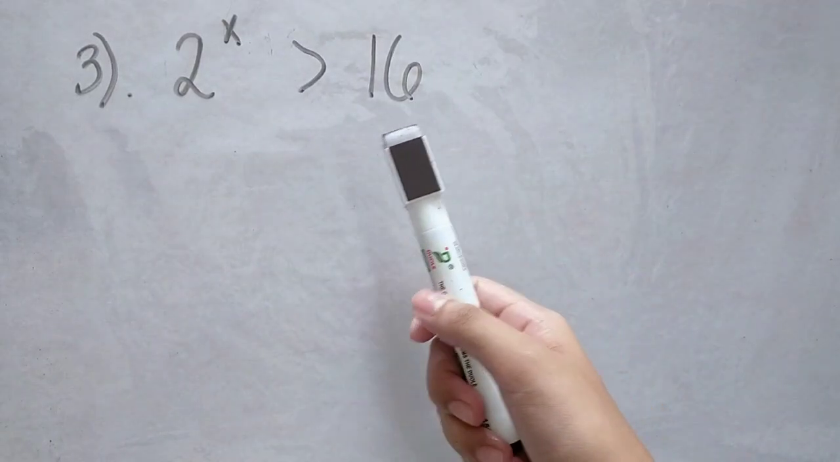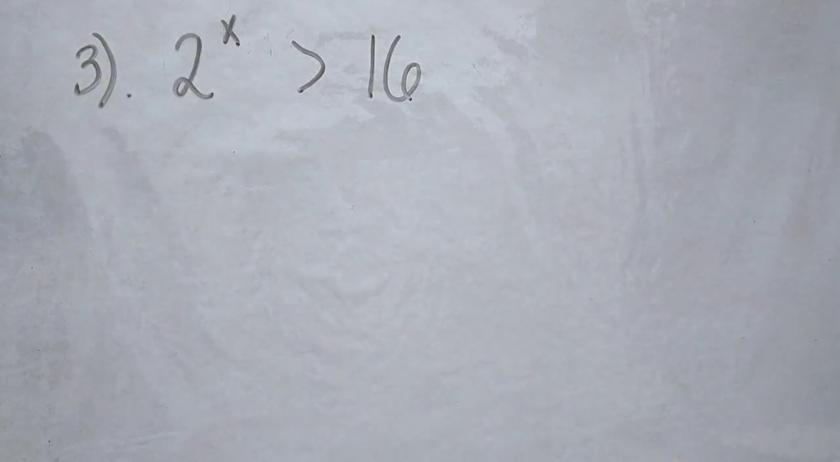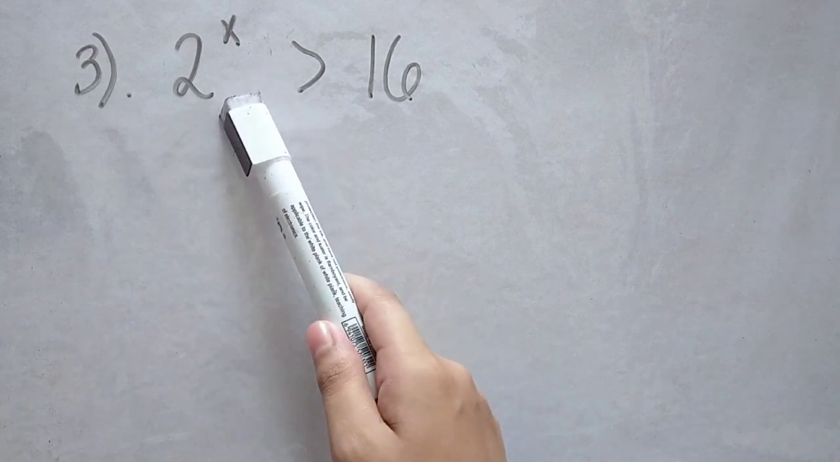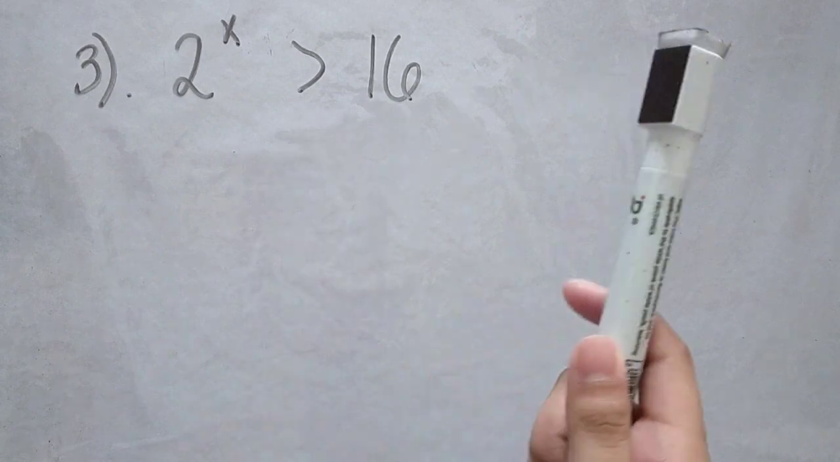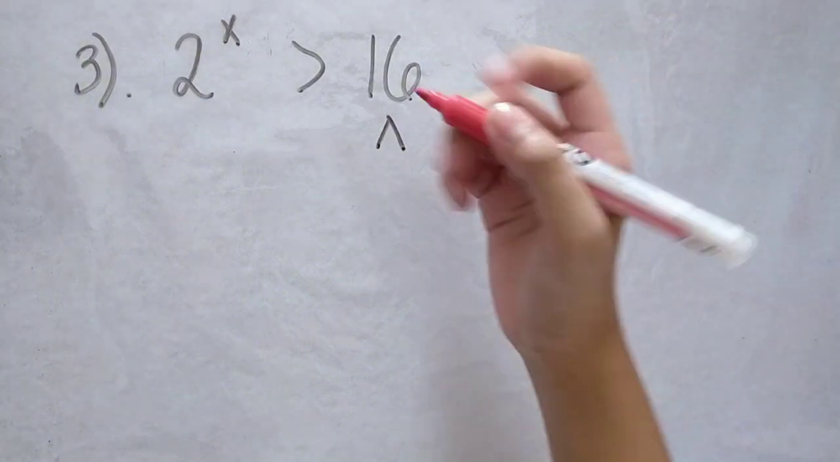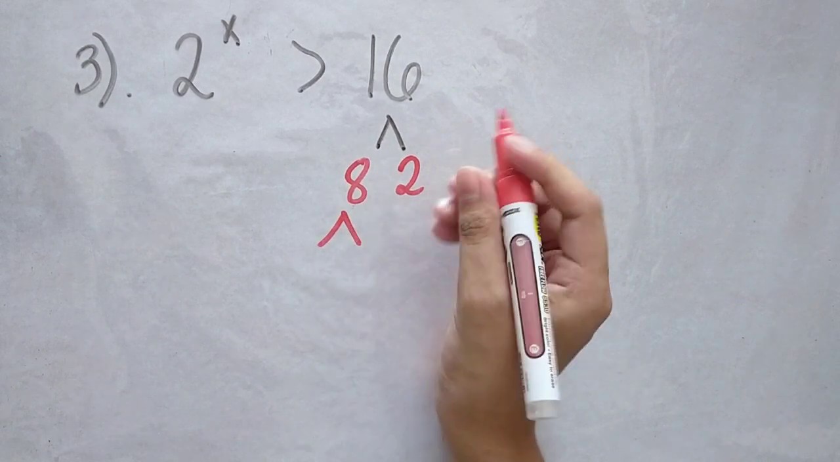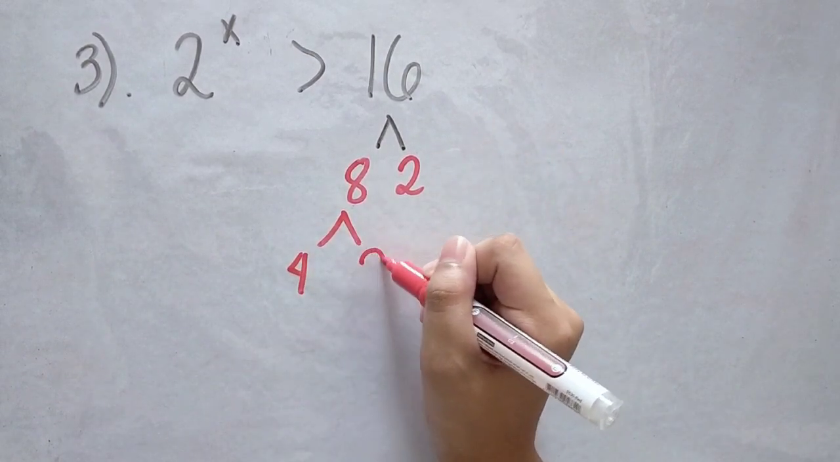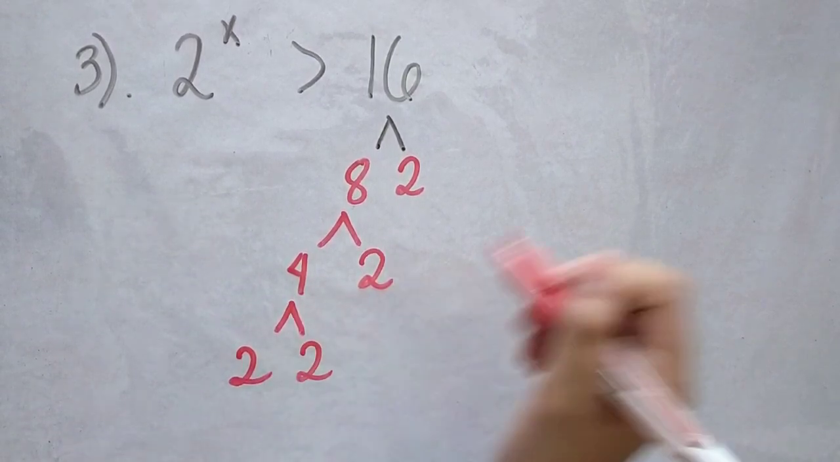Now, let's move on to our third and last example before we move on to our mini activity. So, para sa third example natin, we have 2 raised to x greater than 16. Again, sa first step, to make them the same number, let's factor 16 by 8 and 2. Again, pwede pa natin i-factor yung 8 by 4, 2. Again, pwede pa rin natin itong i-factor by 2 and 2.